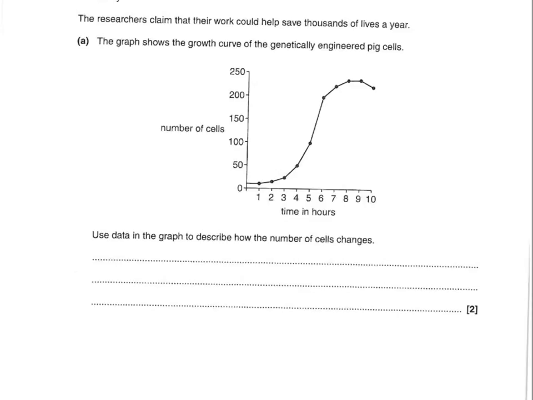And then you've just got to say how it increases or decreases. So the second mark would be for saying something like between 1 to 9 hours there's an increase, but between 5 to 6 hours, there's a rapid increase. So if you talk about the difference in increase along the graph.